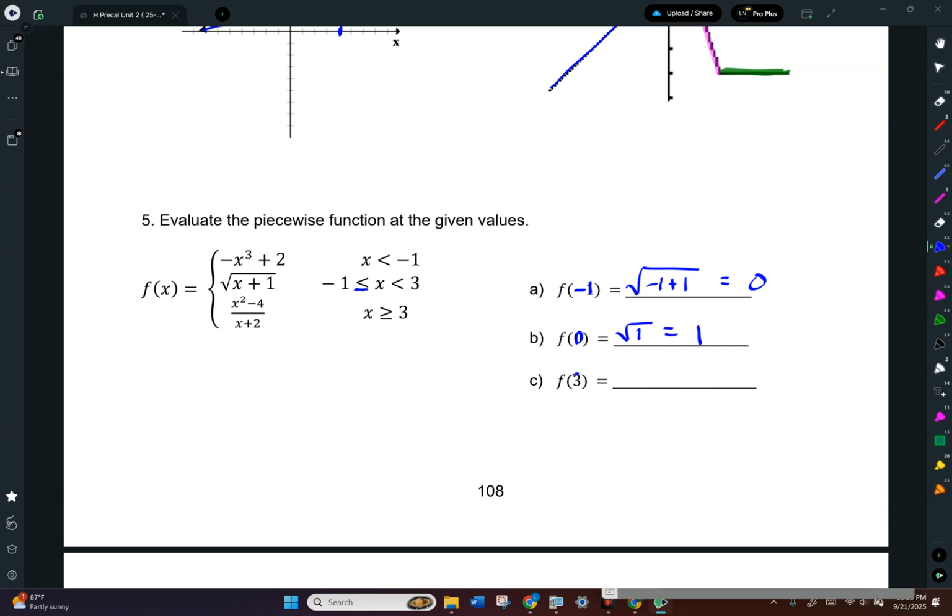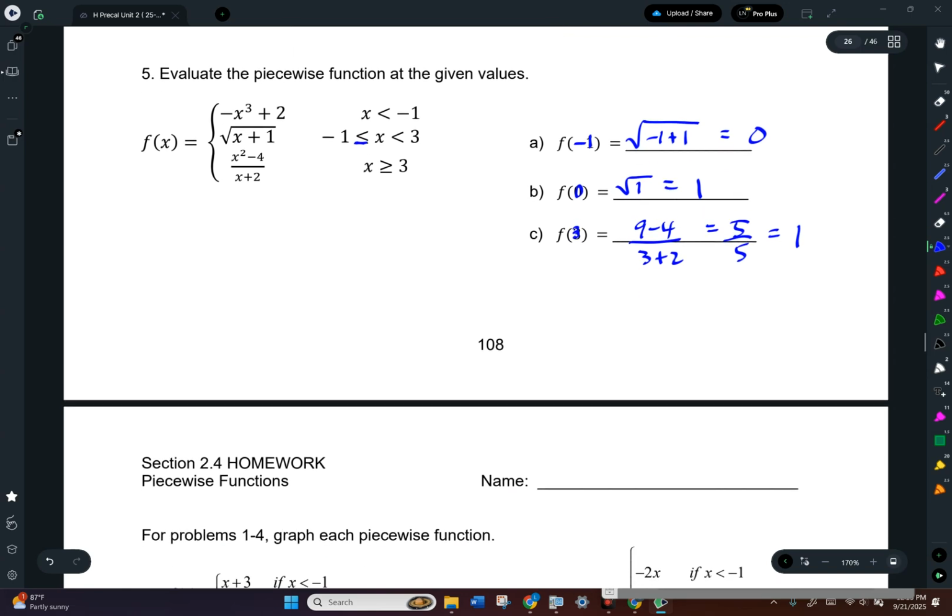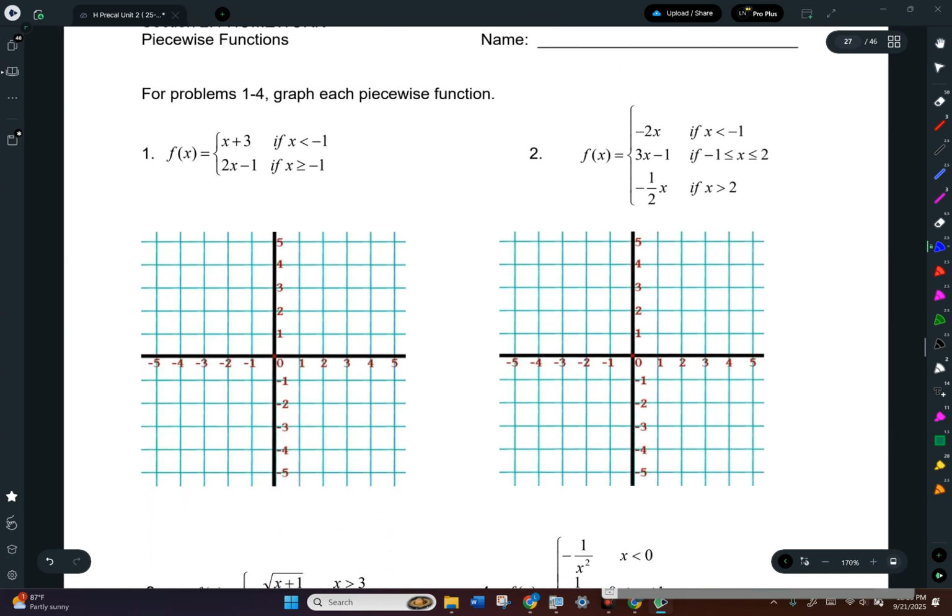Okay. For which piece is defined at 3? Well, wouldn't that be the third piece because it says x is greater than or equal to 3? All right, if I put a 3 in for x, I've got 9 minus 4 over 3 plus 2. What is that? 5 over 5 equals 1. Okay, so I can also evaluate a function using a piecewise function. So that one was short and sweet.